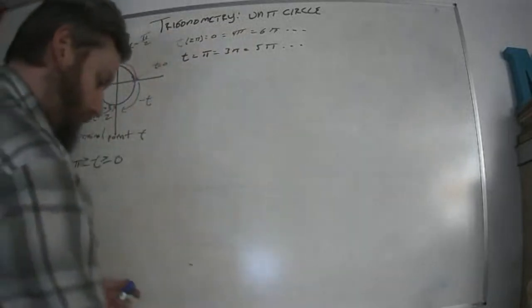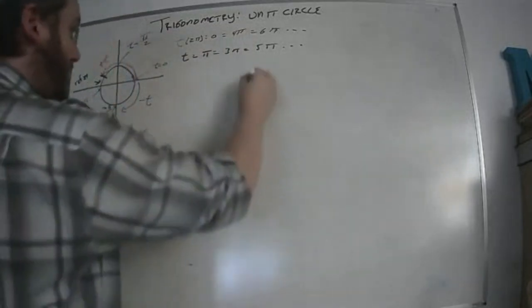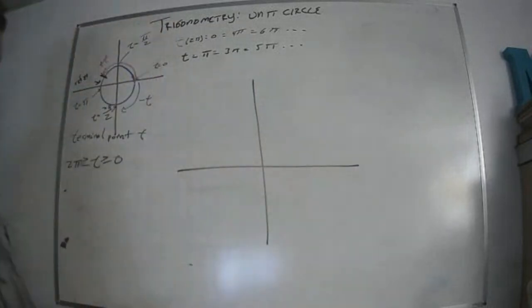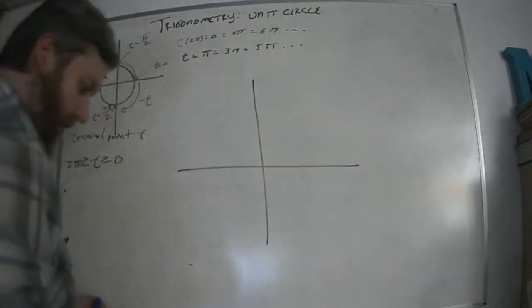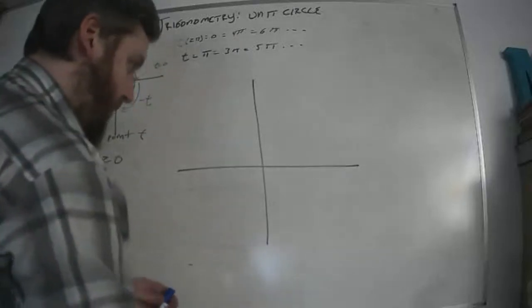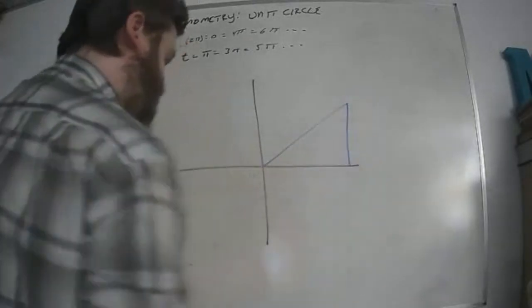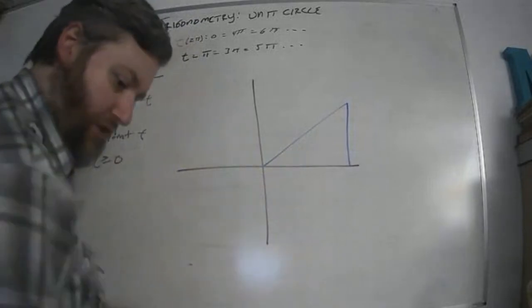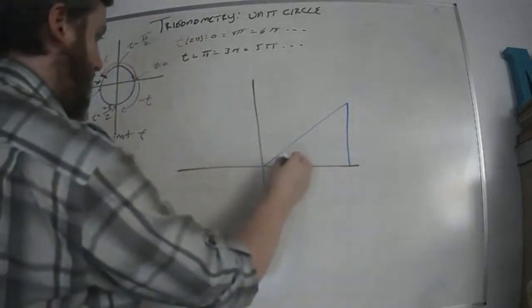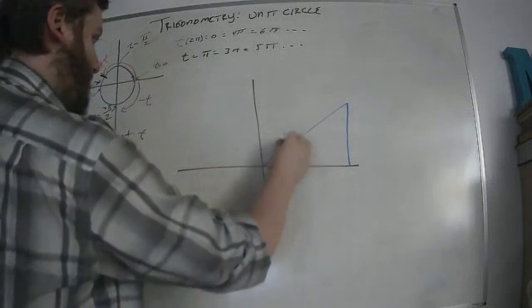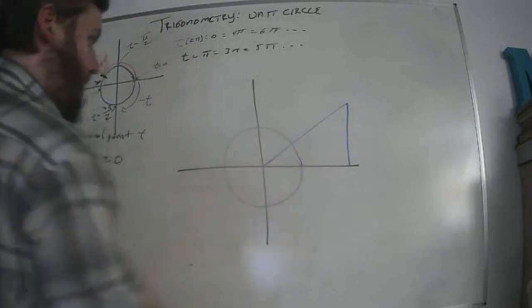I don't need that either. So I draw my coordinate system. And now I'm going to draw a triangle. And on that triangle, I'm going to superimpose the unit circle.